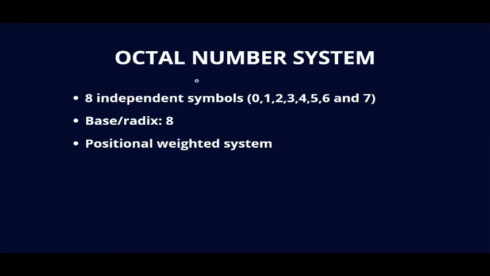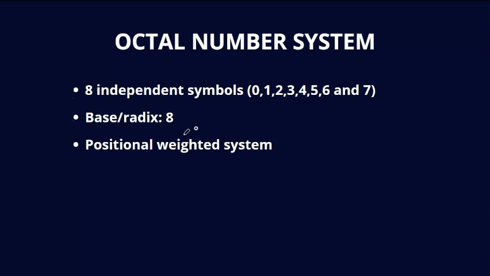The octal number system was extensively used by early mini computers. It is also a positional weighted system with the base or the radix equal to 8, and it has 8 independent symbols from 0 to 7. The base itself is not a symbol. This means that the base, which is 8, is not included in the symbol list.